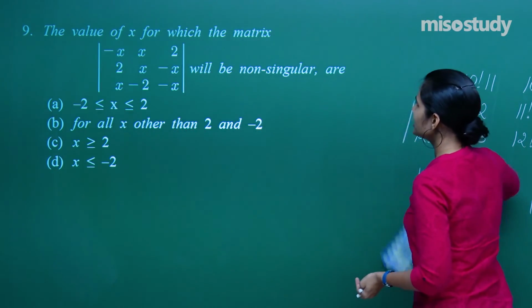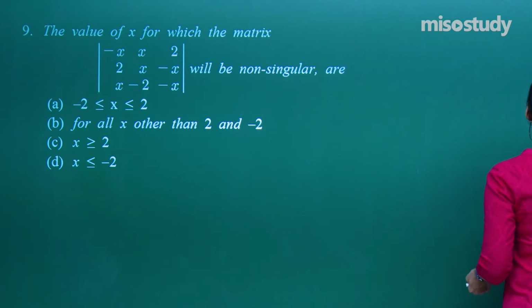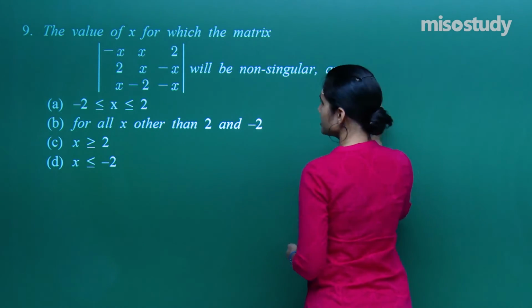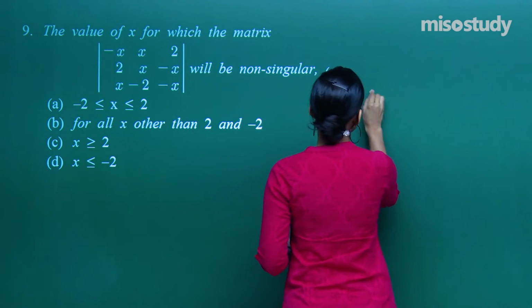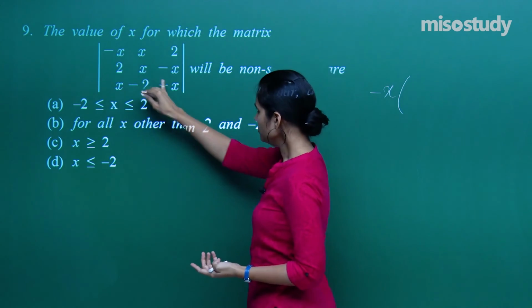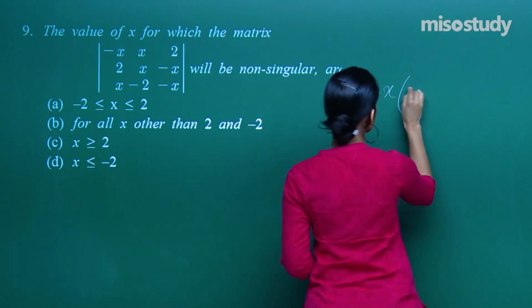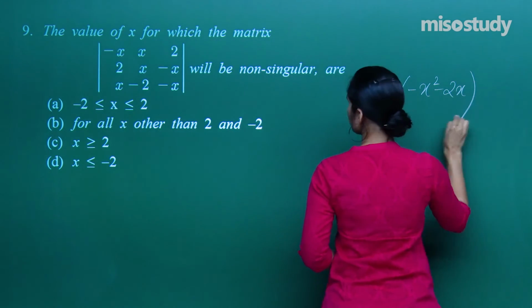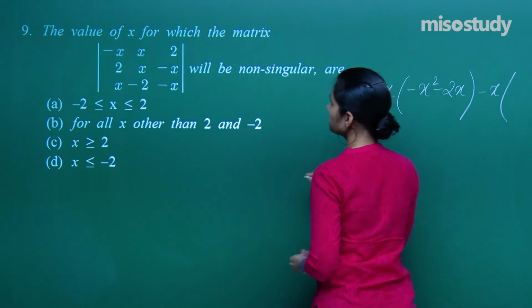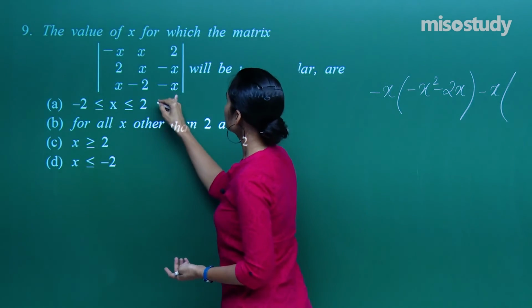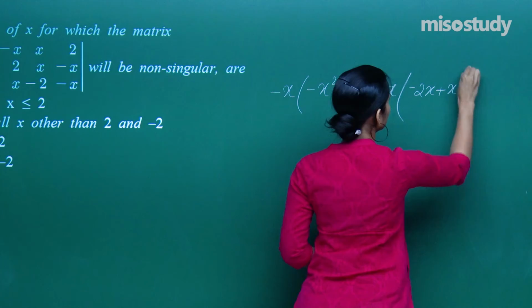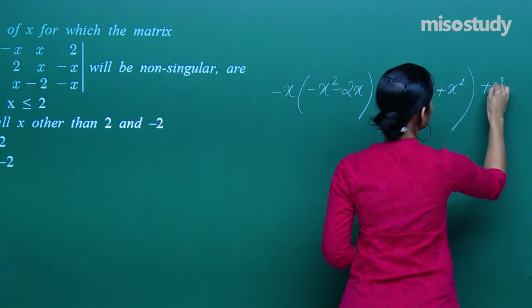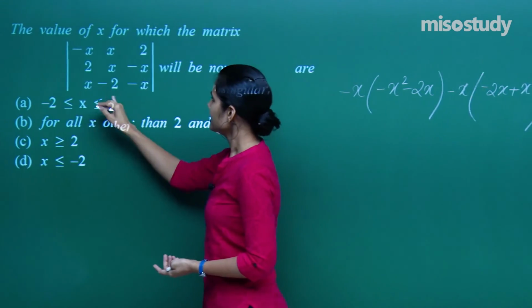The value of x for which this matrix will be non-singular. So it's already given that this matrix is non-singular. So what is the determinant of this? Its determinant is not equal to 0. What is that x for which it will be not equal to 0? So it is minus x square minus 2x minus x. Here you have minus 2x plus x square, and then you have plus 2 minus 4 minus x square.